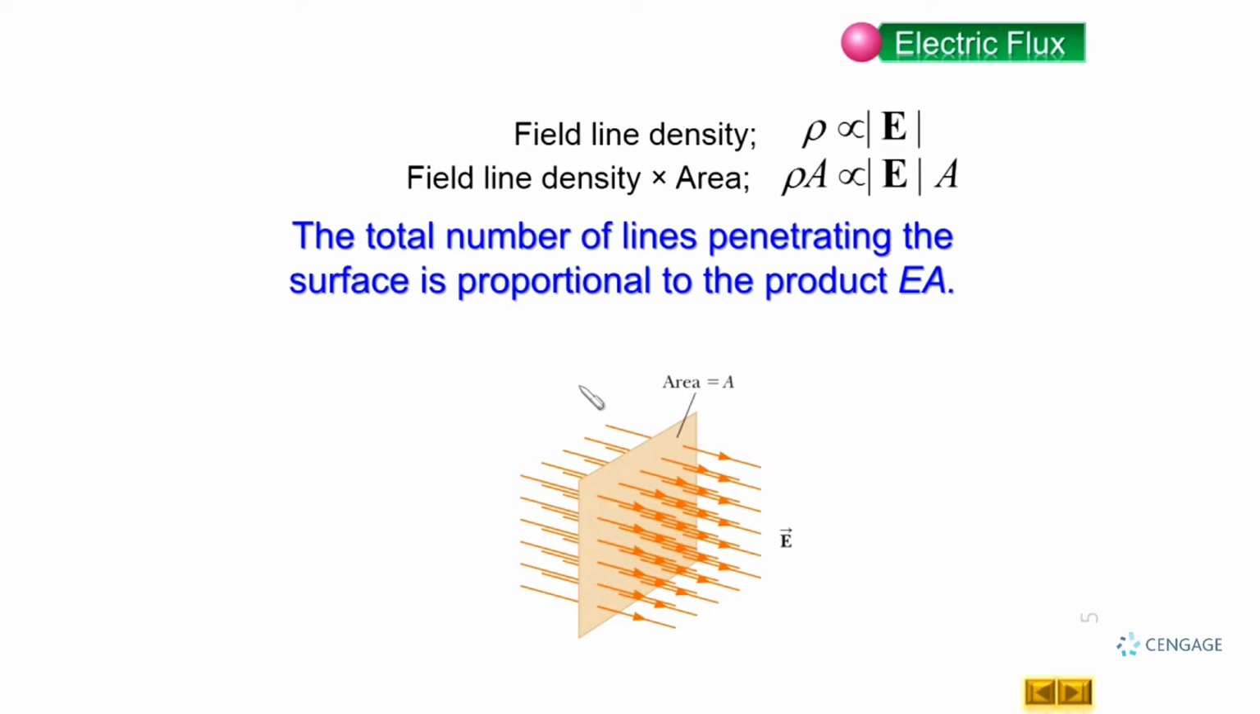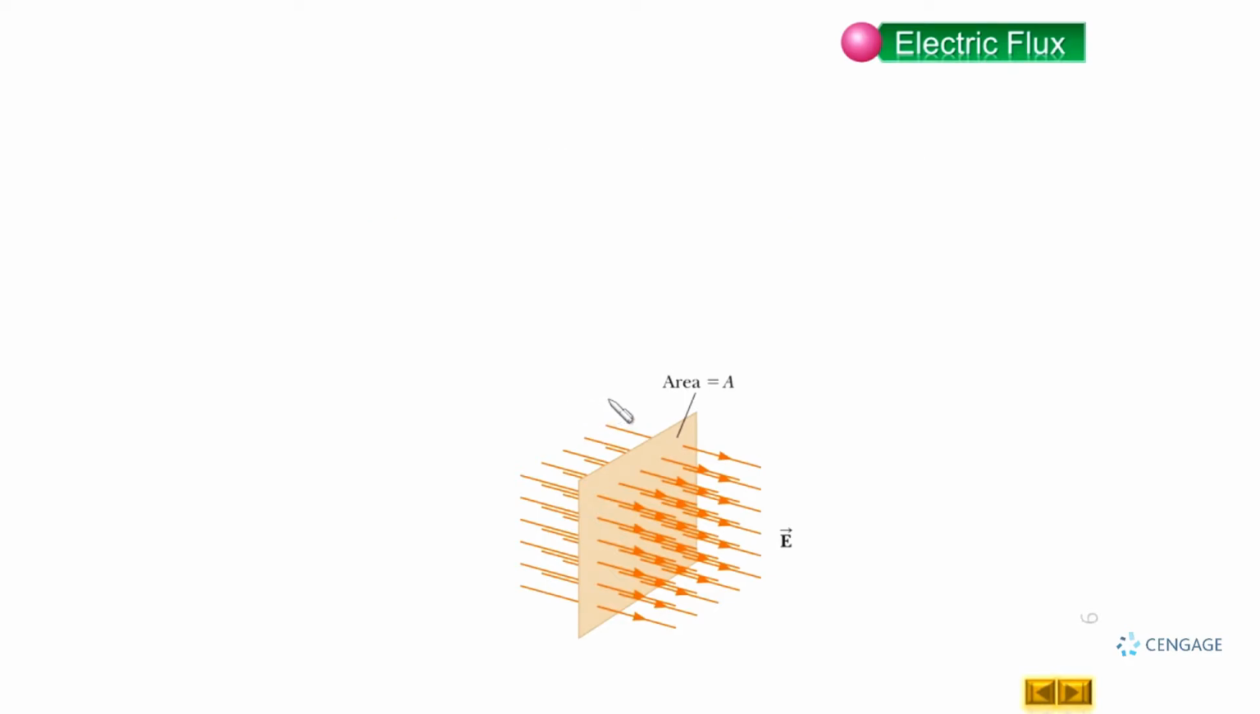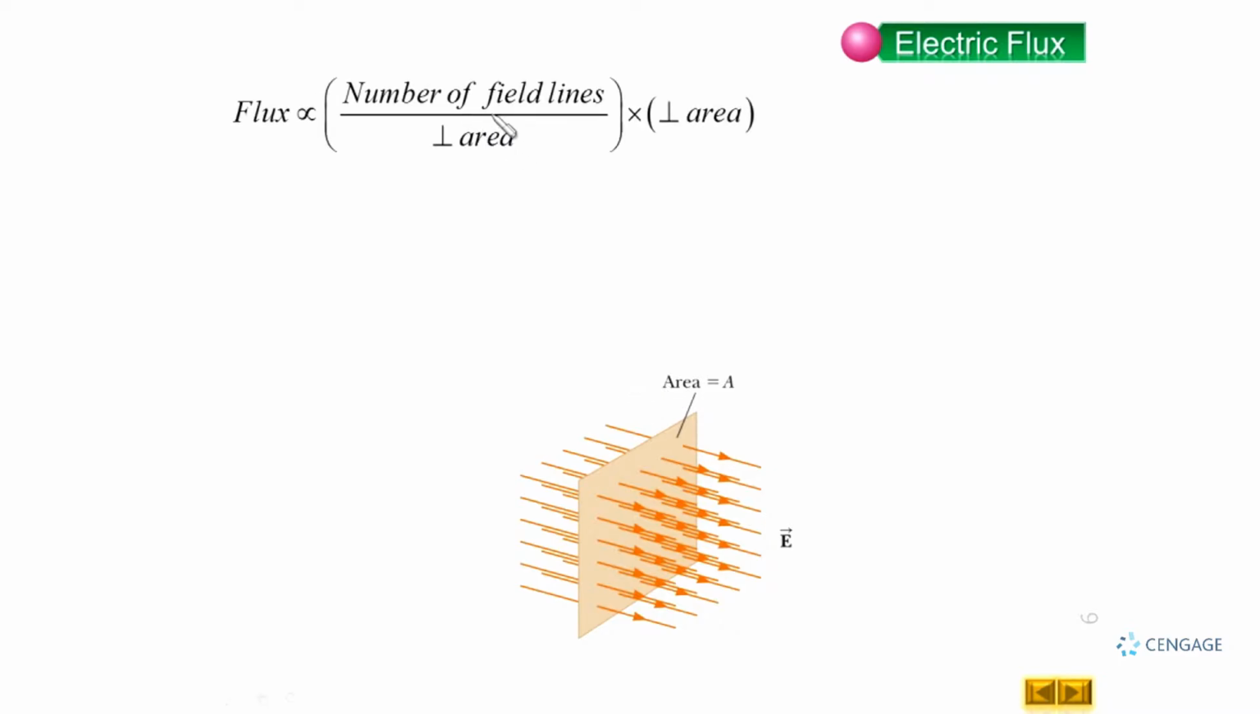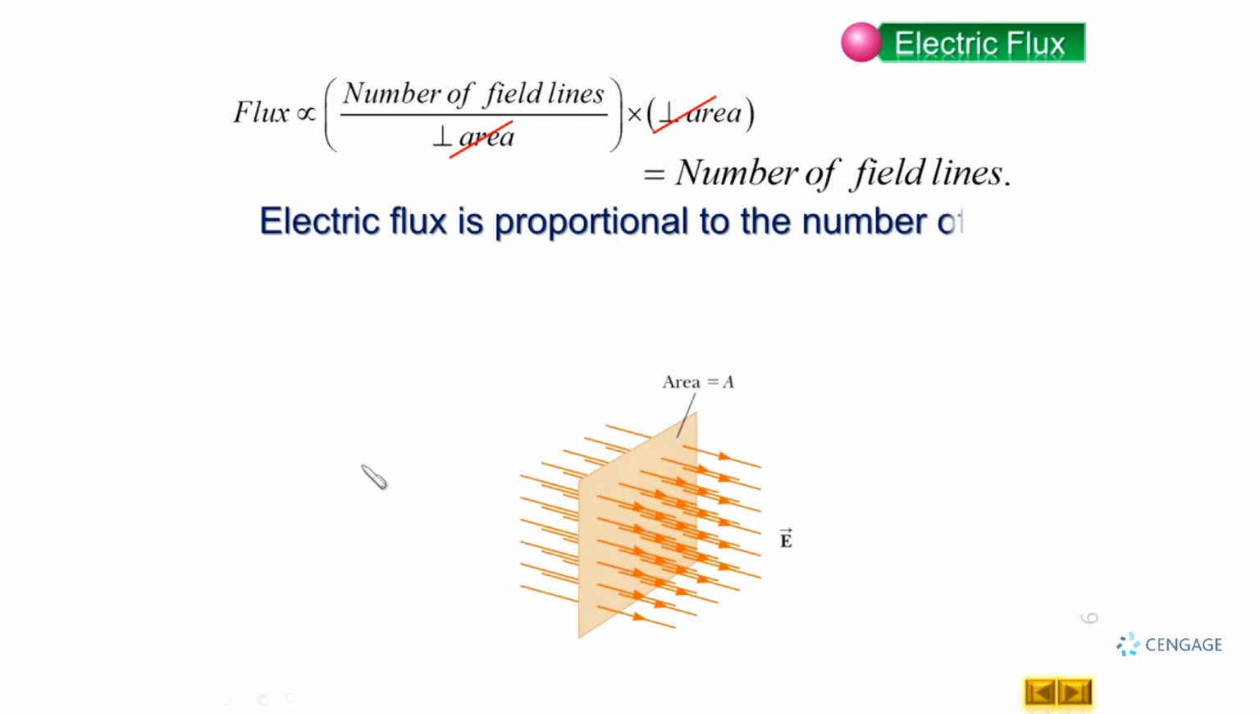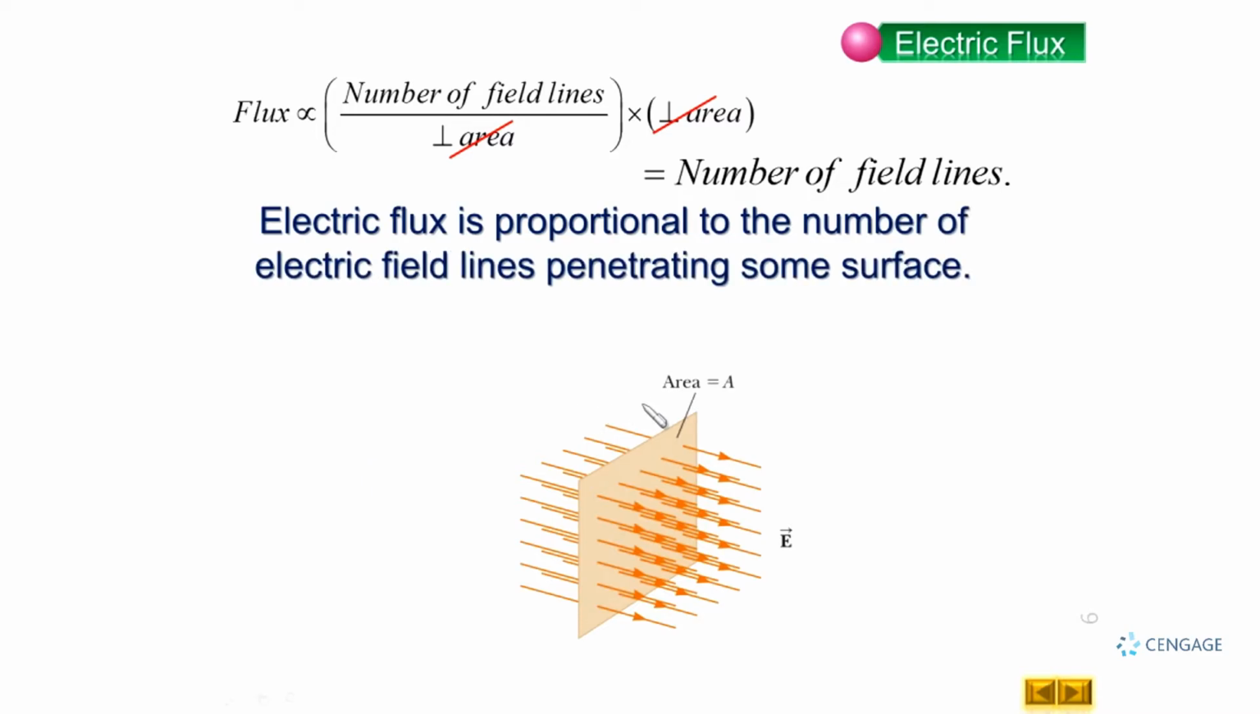So here we can write flux is proportional to the number of field lines divided by area and multiplied by A. This area is nothing but the perpendicular area, perpendicular to the electric field. So here we can cancel out area with area like this, and now we are left with the number of electric field lines. What we can say? Electric flux is proportional to the number of electric field lines penetrating some surface. Let us generalize this case.